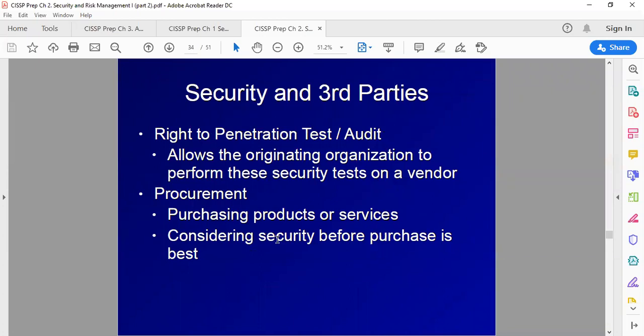Security and third parties: the right to penetration test and audit allows the originating organization to perform these security tests on vendors. Then procurement, the purchasing of products or services, considering security before purchase is best. Suppose you are going to purchase a wireless security device. What type of device will you choose, what security parameters will you check, and what type of encryption is required? What majority of wireless devices will you find, and what type of security measures do you need to take care of?